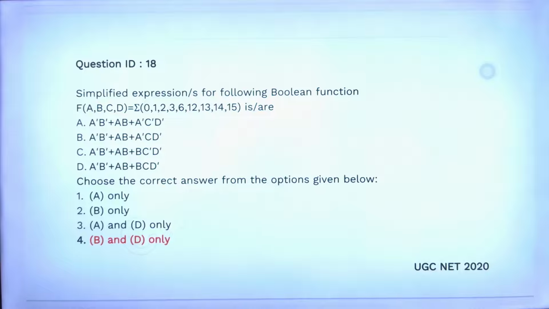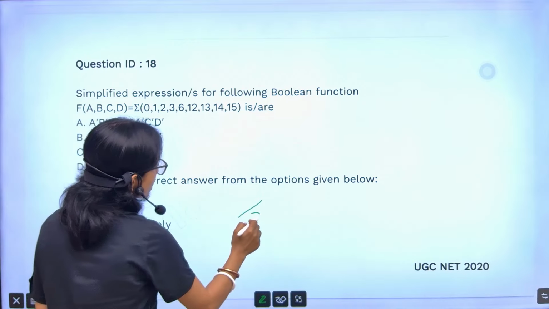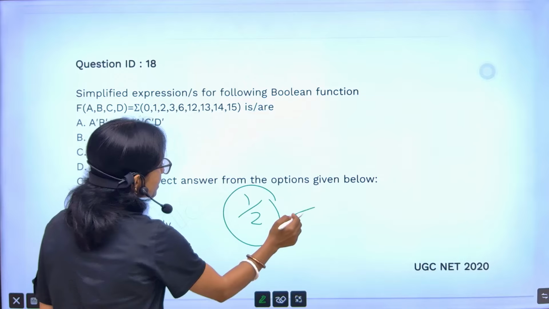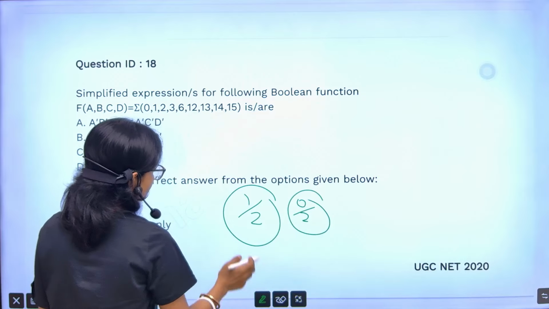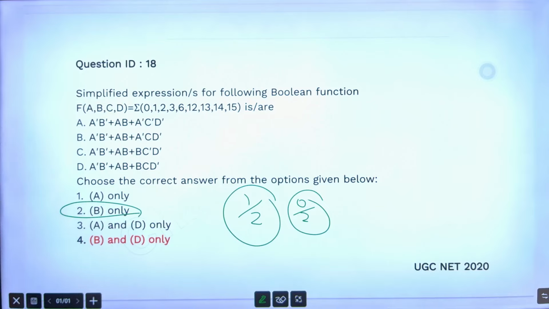Here, see that this is the mistake. You are not going to get 2 out of 1; there are no marks like that. You are getting 0 out of 2, because you are choosing only this one. You are not thinking about other possibilities.